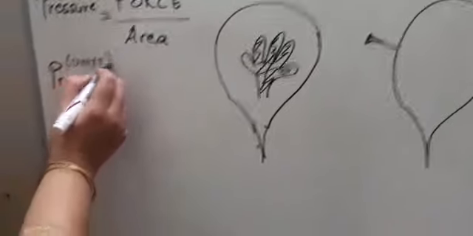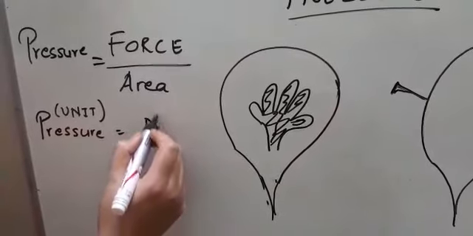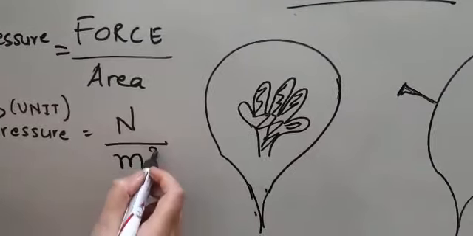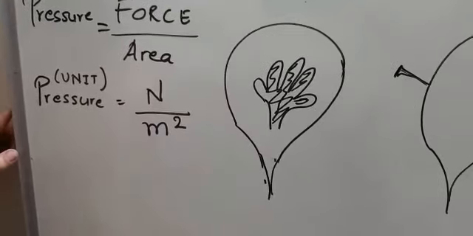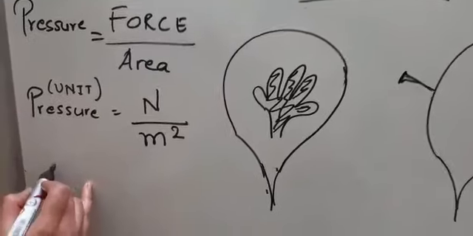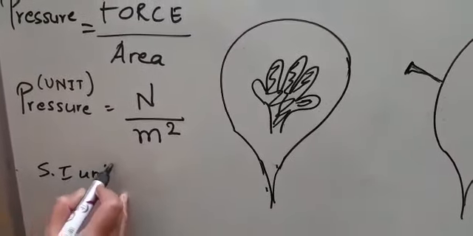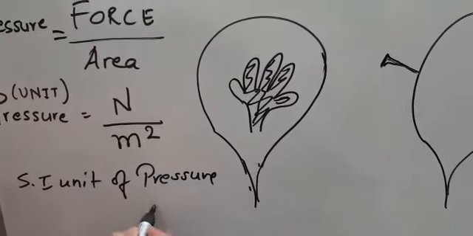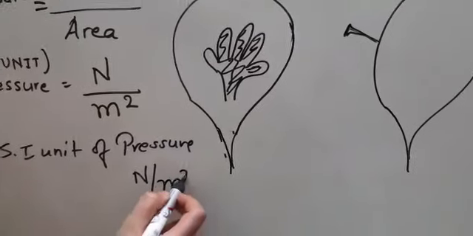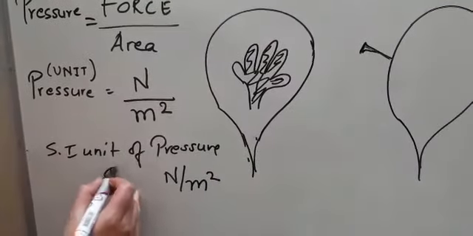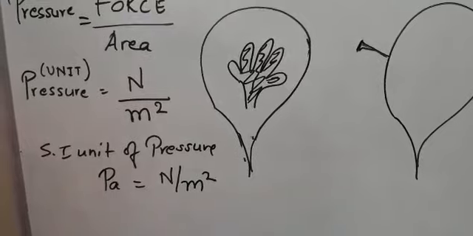What is the unit of force? SI unit of force is Newton. What is the unit of area? SI unit of area is meter square. So what should be the unit of pressure? It should be Newton per meter square. So SI unit of pressure is Newton per meter square. But popularly it is known as Pascal, denoted as Pa.